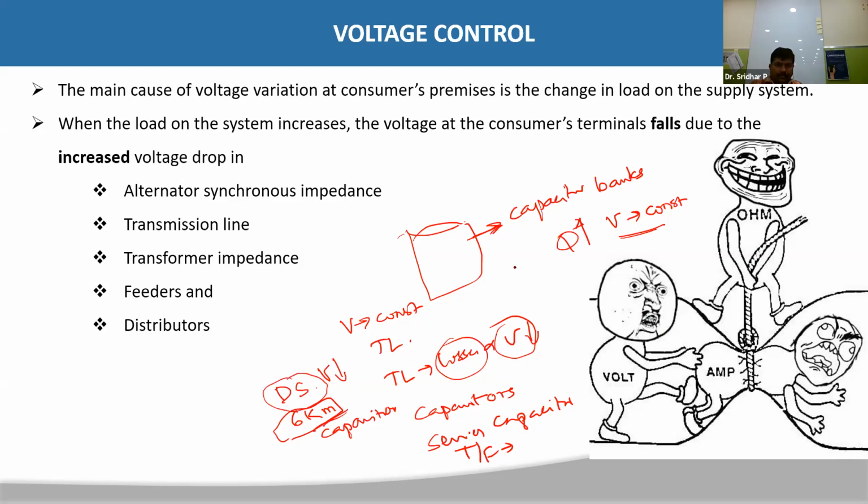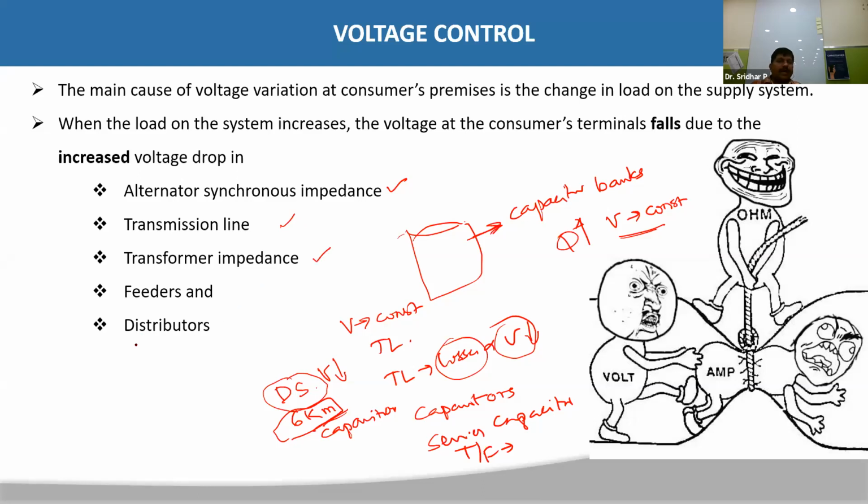Now, if the load on the system increases, the voltage at the consumer terminals falls due to the increased voltage drop. We have studied voltage drops also. You can observe this especially in the synchronous impedance. The drop you can see in the impedance drop, and some losses in the transmission line. Losses are nothing but a voltage drop. And the next one is the transformer impedance, which will also cause a drop.